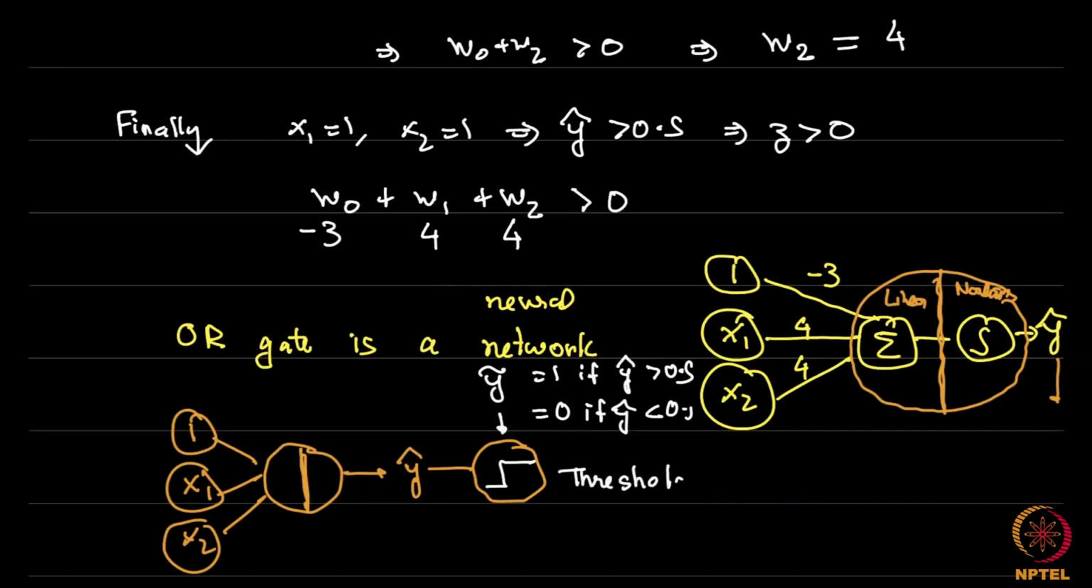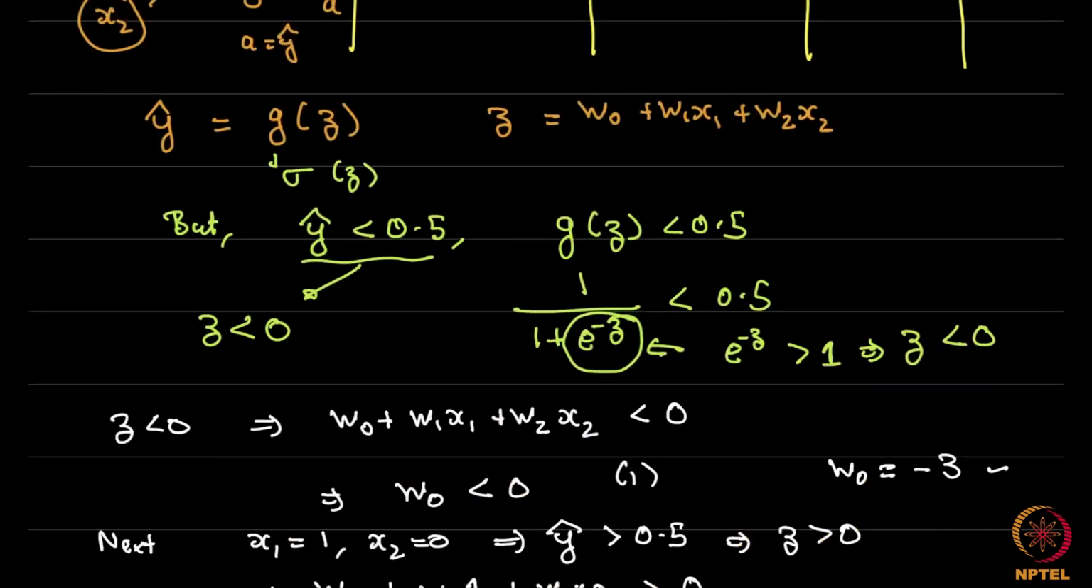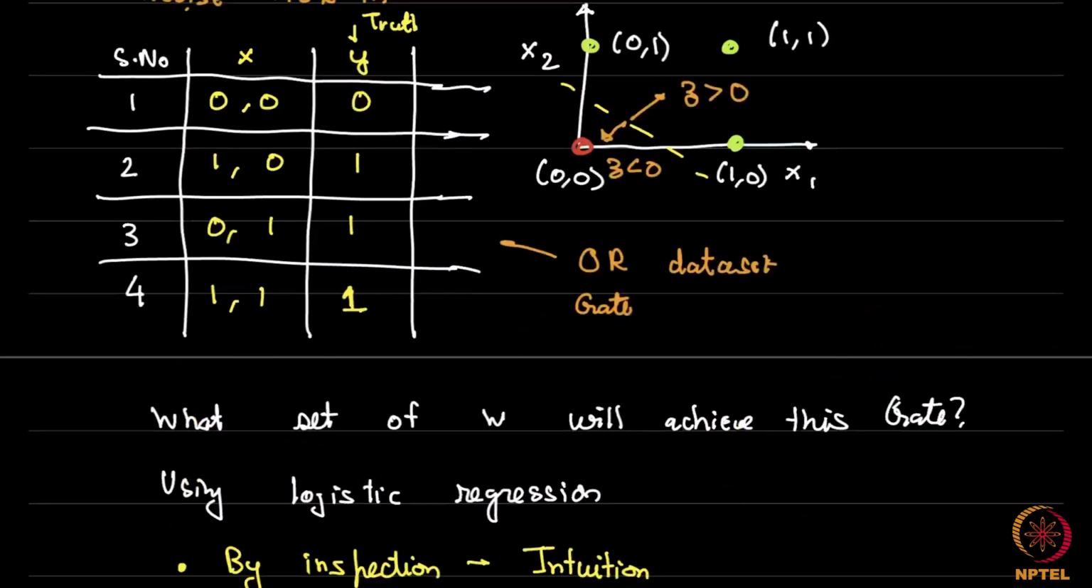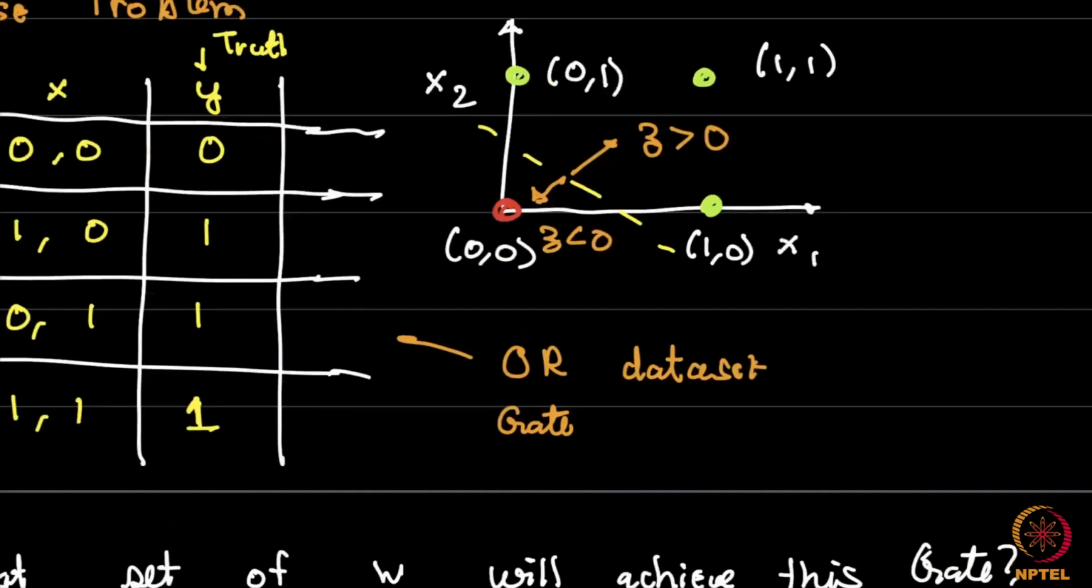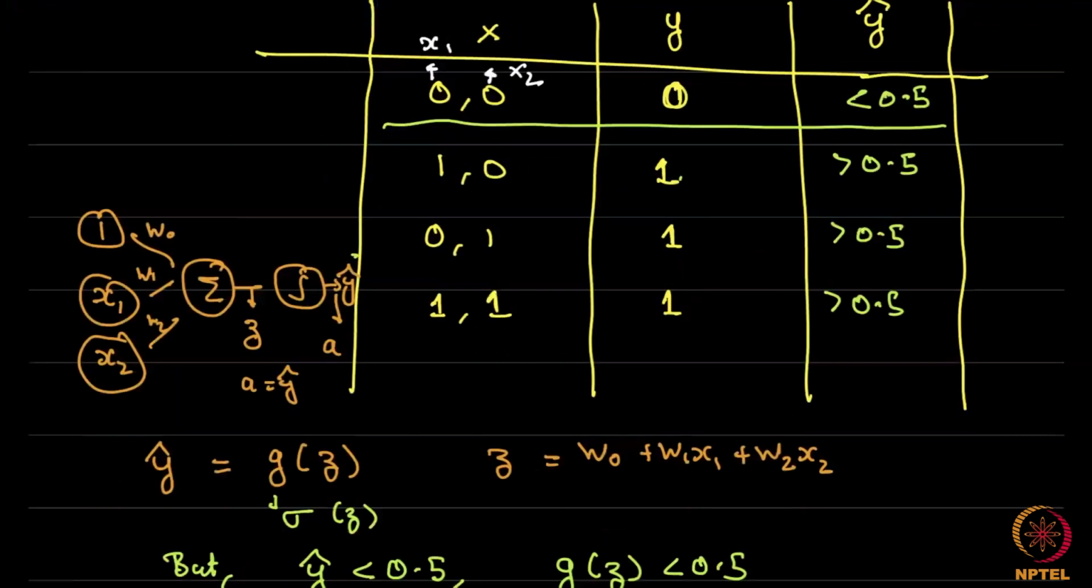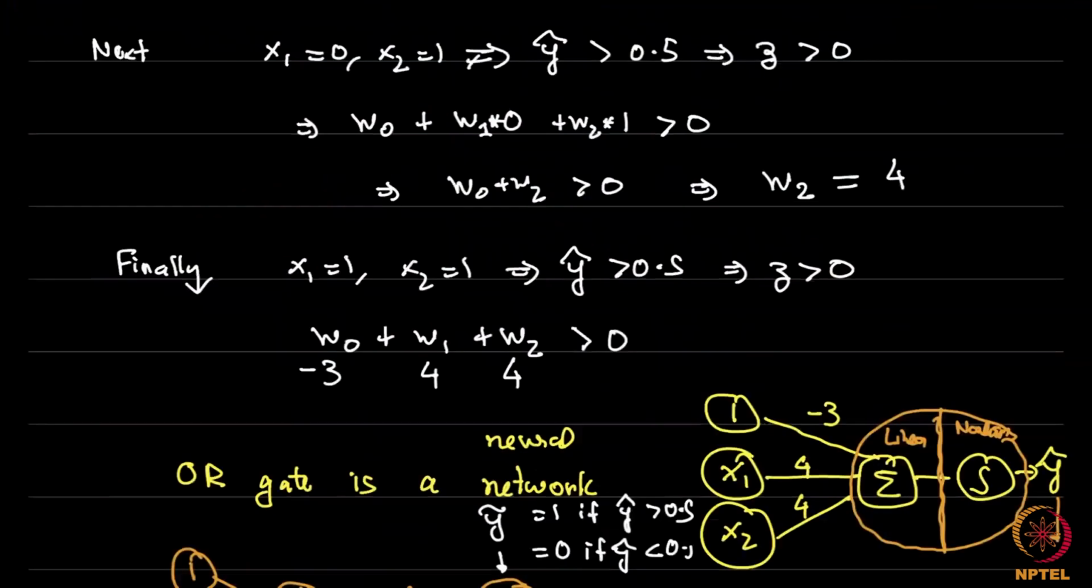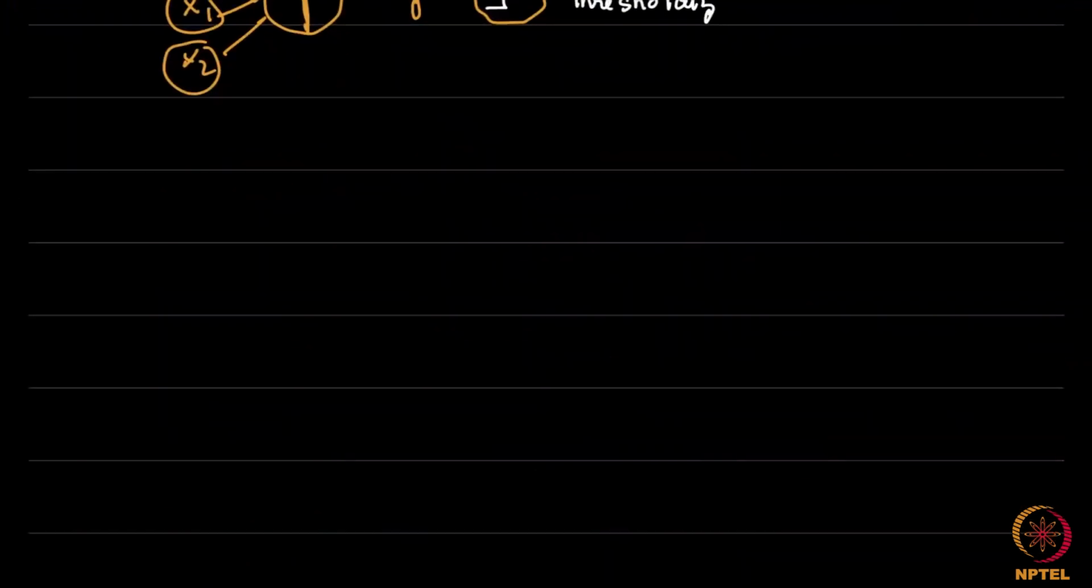So what was the point of all this? The point of all this was we can satisfy our conditions of this sort simply by inspection, just by looking at it or by intuition or by doing some calculations. We were able to find some weights W0, W1, W2. But for more complex cases, obviously we cannot. In these cases, in general, we require gradient descent.